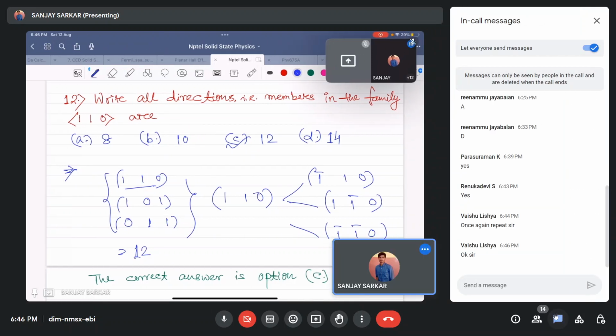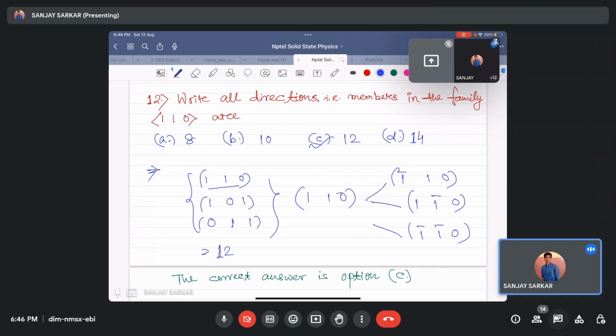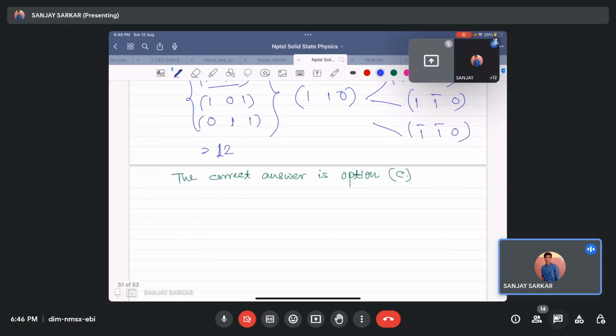So can you calculate, let's say this is not in the problem, but can you calculate for the family 120 how many members there are? Let's say this is the question: number of members in the family 120. Please everyone do this and let me know the answer. If you have understood the previous two questions, then you can easily calculate this.